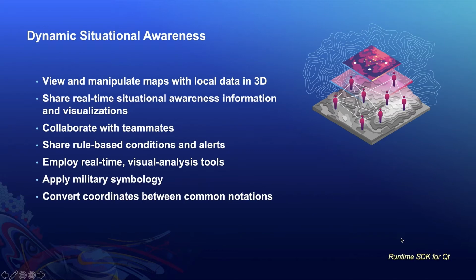Next up is Dynamic Situational Awareness, also known as DSA. DSA is built using the Runtime SDK for Qt and targets multiple platforms. DSA Vehicle runs on a laptop or tablet and is targeted for vehicle use. DSA Handheld runs on a phone or small tablet and supports on-foot handheld use. DSA is designed for use in disconnected, intermittent, and low bandwidth environments and includes tools for sharing situational awareness information, collaborating with teammates, and performing visual analysis.